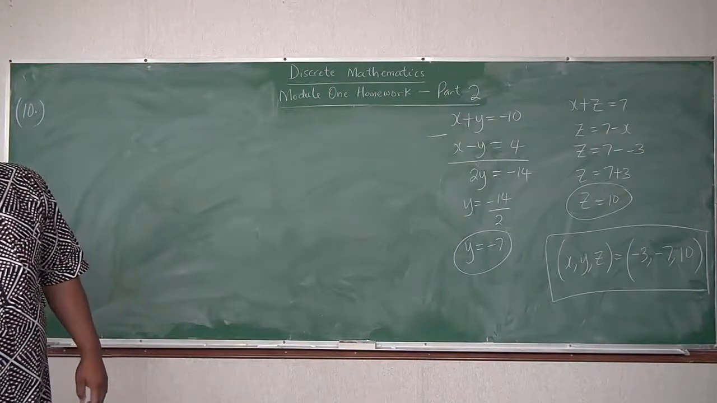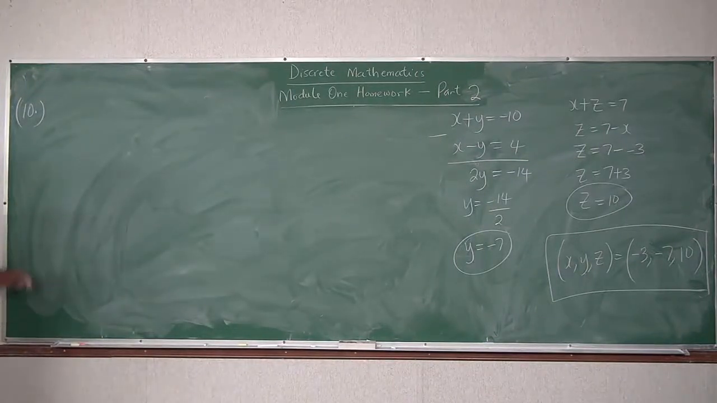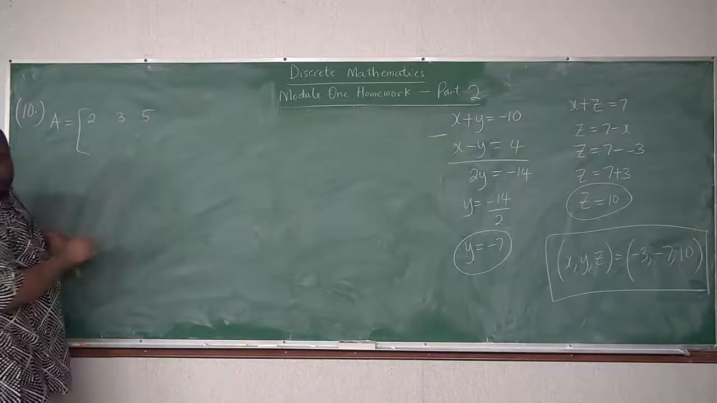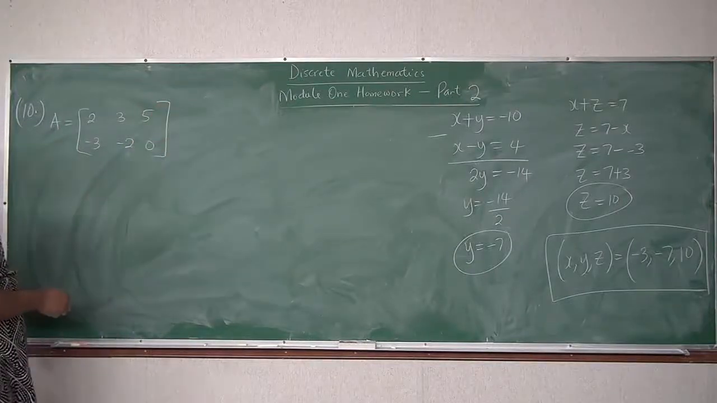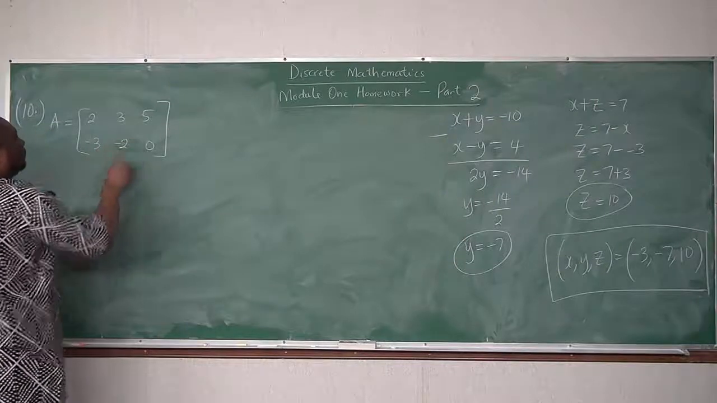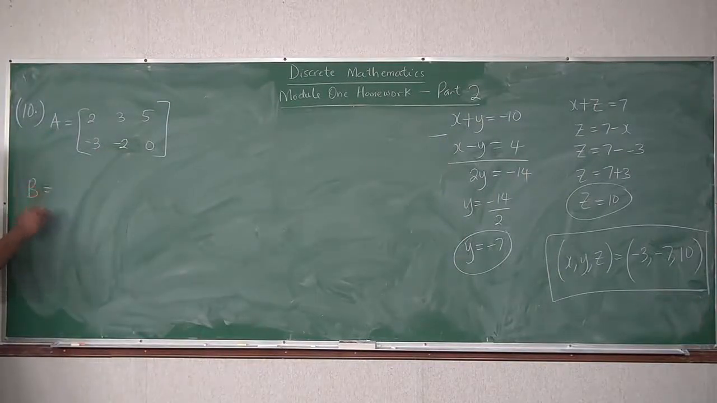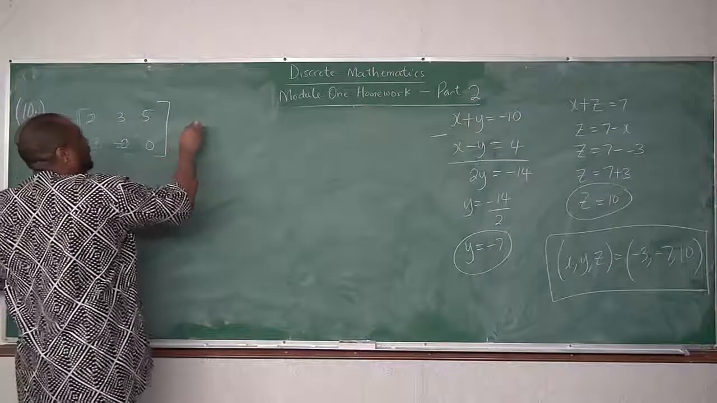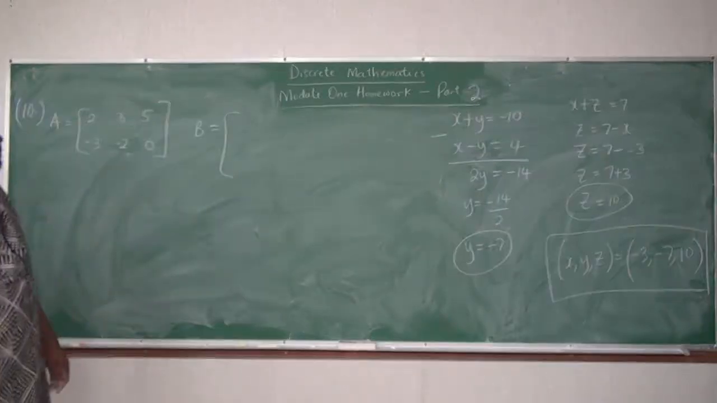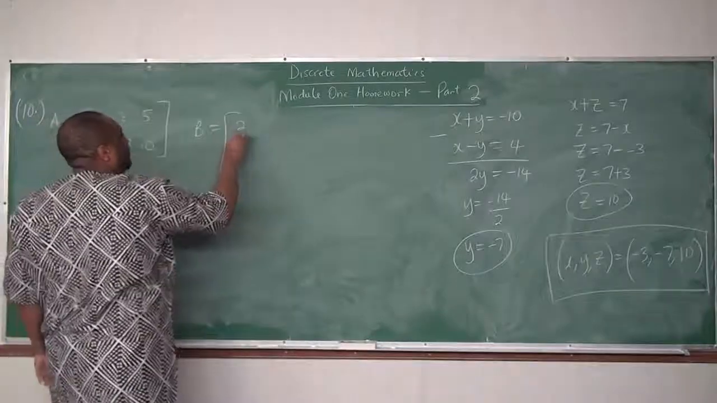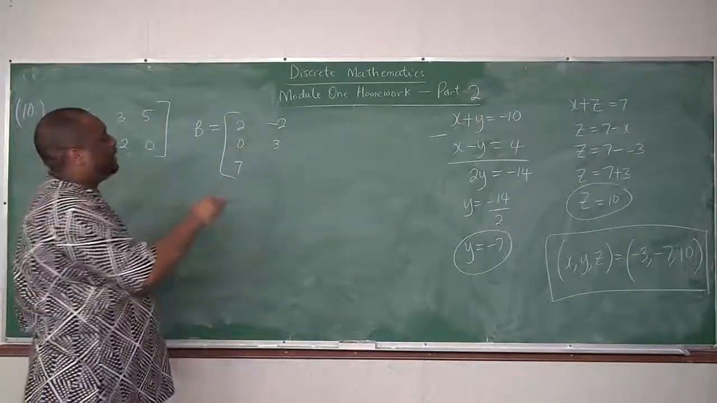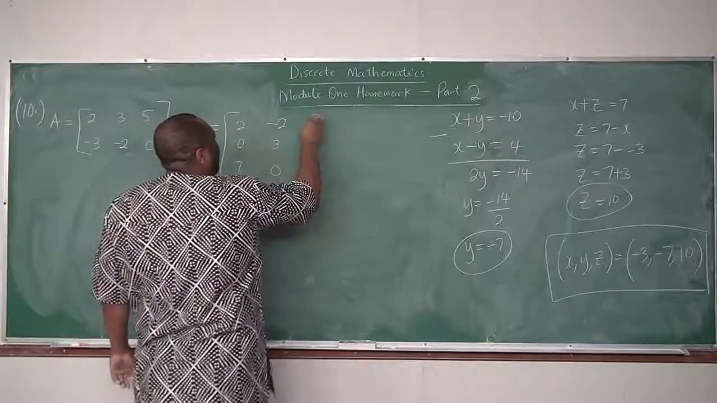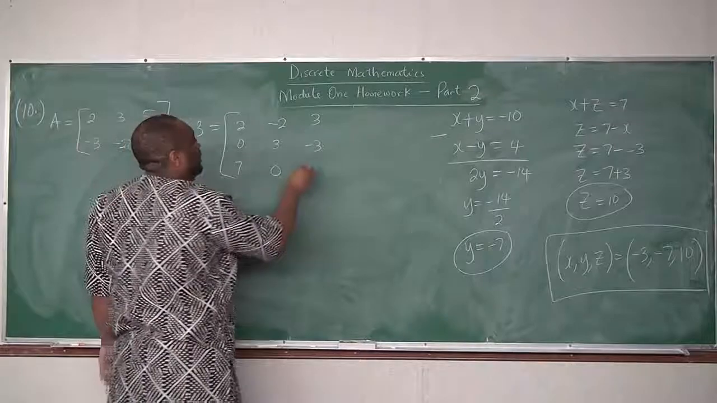We are given three matrices here. Matrix A is, by row, 2, 3, 5, -3, -2, 0. Okay. Matrix B, let me write this beside it. Matrix B is a 3x3 matrix. If we list it by column: 2, 0, 7, -2, 3, 0, 3, -3, -2.